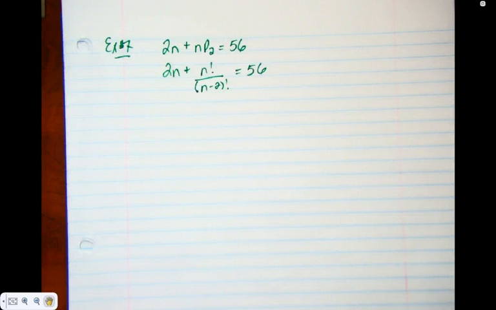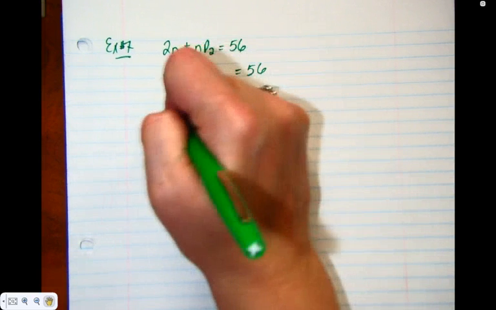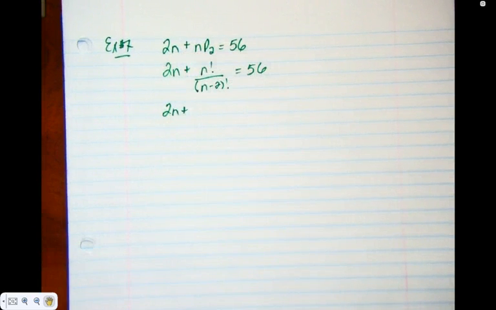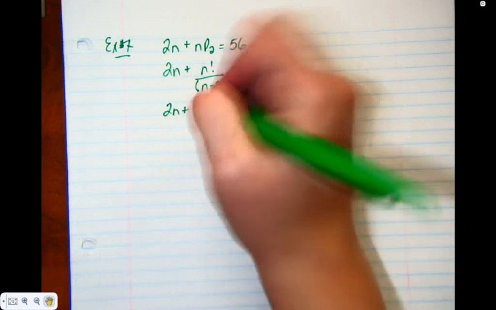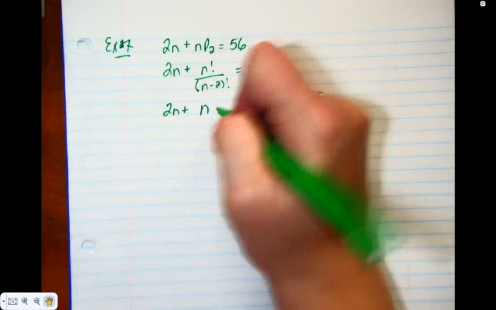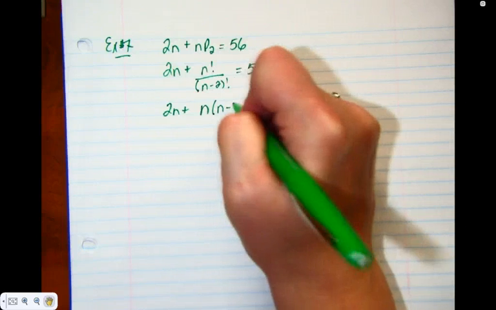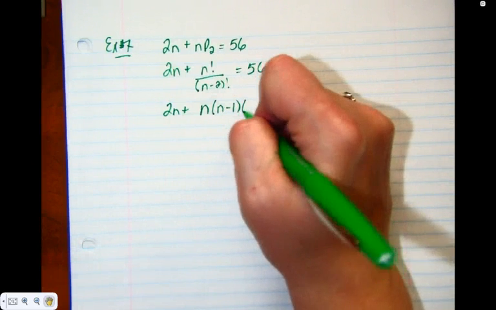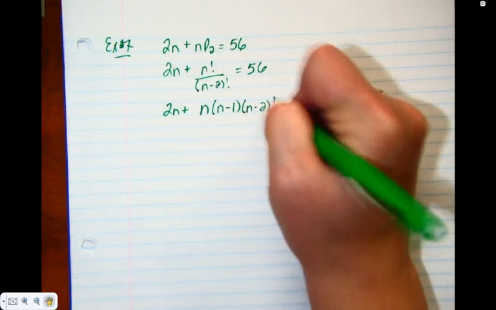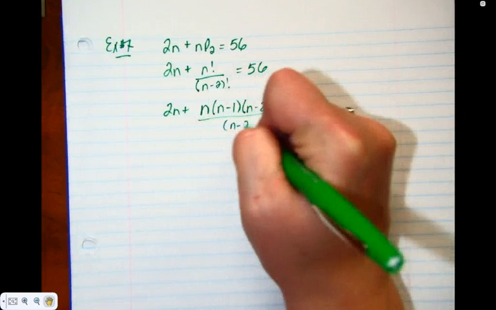Step number 2, simplify. So I'm still going to leave that 2n in the front. I'm not going to worry about him. He's just hanging out there. Which one am I going to break down, an n or an n minus 2? An n. So it's going to be n times (n minus 1) times (n minus 2) factorial.